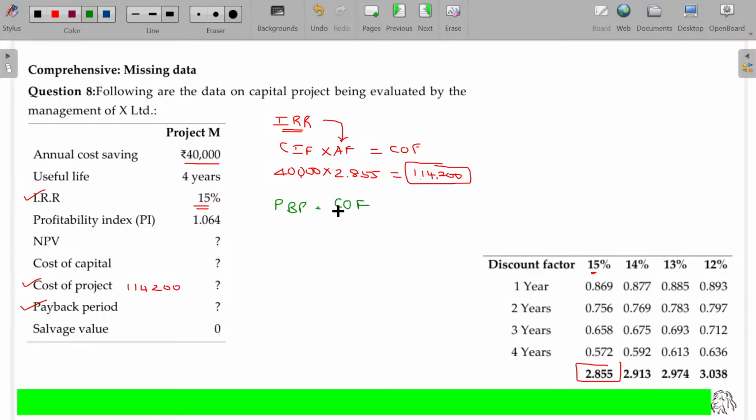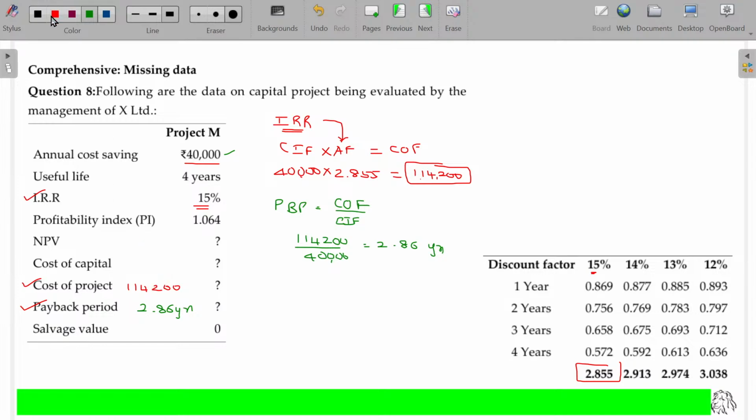Payback period is the cost of project or cash outflow divided by cash inflow, provided the cash inflow is equal each year. Of course, the cash inflow being 40,000, which is equal, 1,14,200 is the cost of project divided by 40,000 rupees. Then the final value being 2.86 years. Less than 3 years, you will get your money back. So we got the answer for 2.